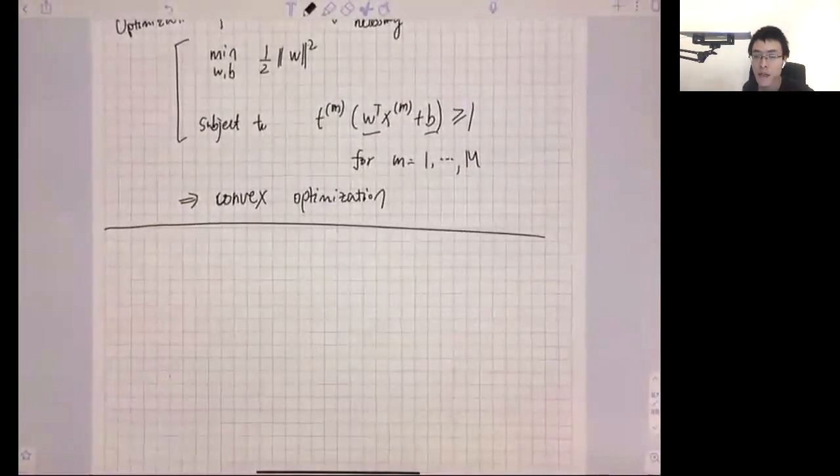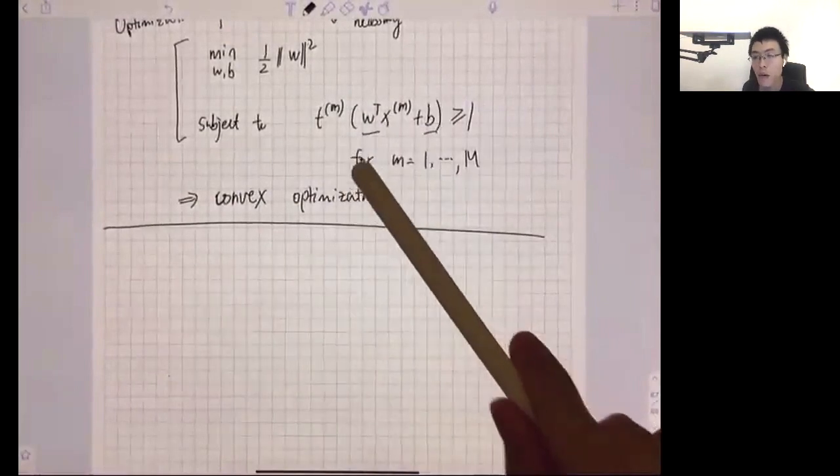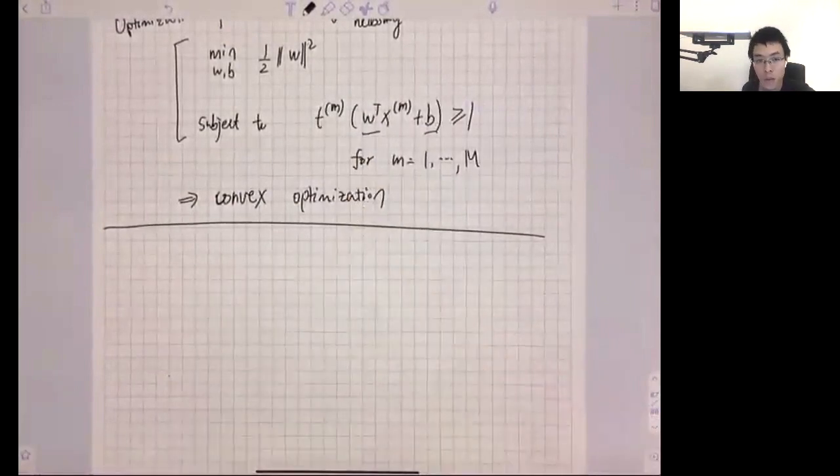Next, I will give a systematic review of convex optimization, which will be used to solve this problem, but will also be useful for other problems.